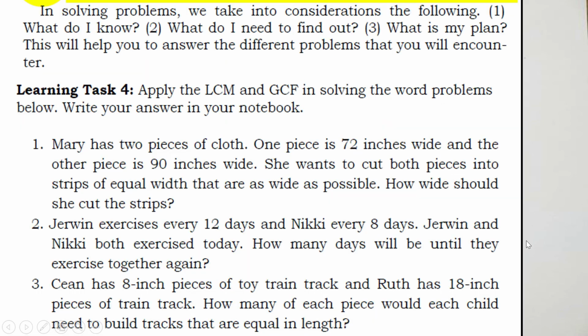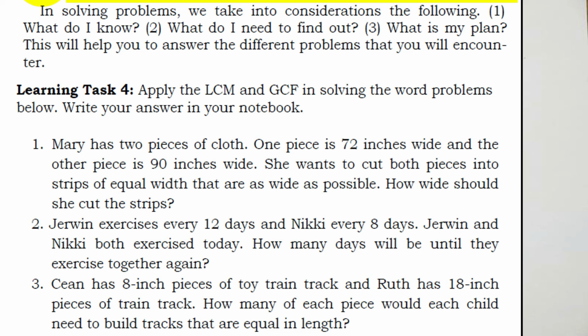Okay? Next. Ayan. So in solving problems, we take into consideration the following. What do I know? What do I need? What to find out? What is my plan? So dito sa Learning Task 4, sasagutin nyo lang yung what is asked, what are given, then solution na. Okay? Doon nyo na lang isulat yung what is asked, what are given, at solution. Tatlo lang po.